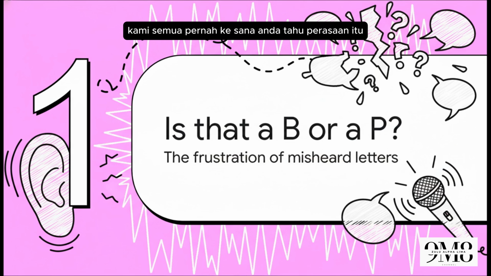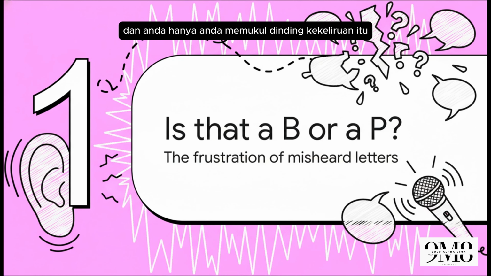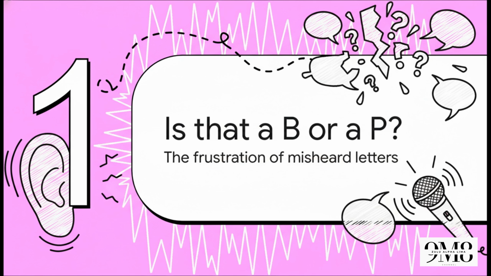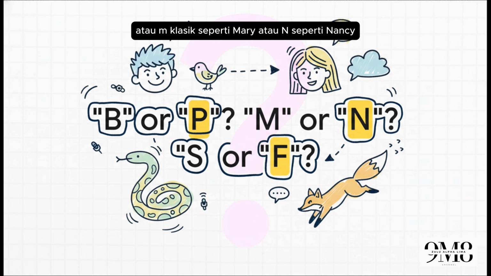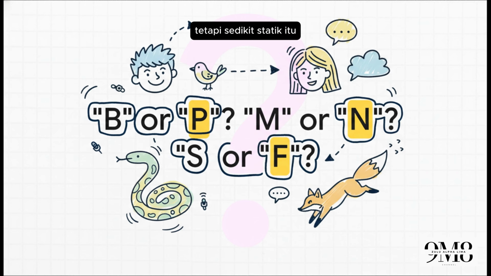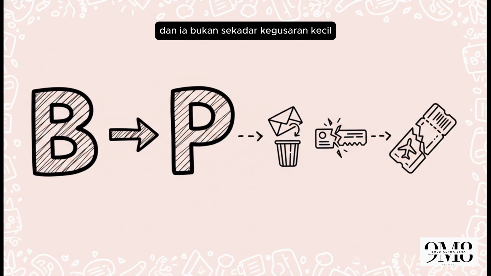We have all been there. You know the feeling. You're on the phone, you're trying to communicate something important, and you hit that wall of confusion. You know the drill, right? Wait, was that a B as in boy or a P as in Peter? Or the classic M like Mary or N like Nancy. It feels like such a tiny thing in the moment, but that little bit of static can cause some really big headaches.